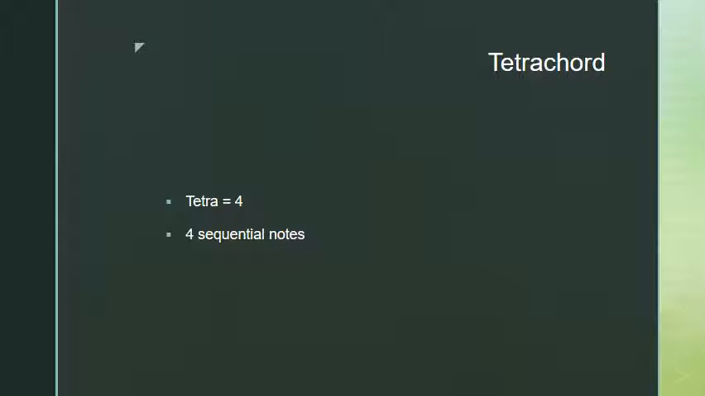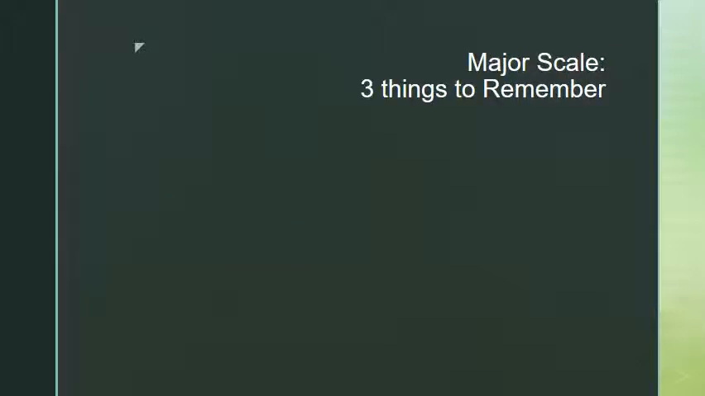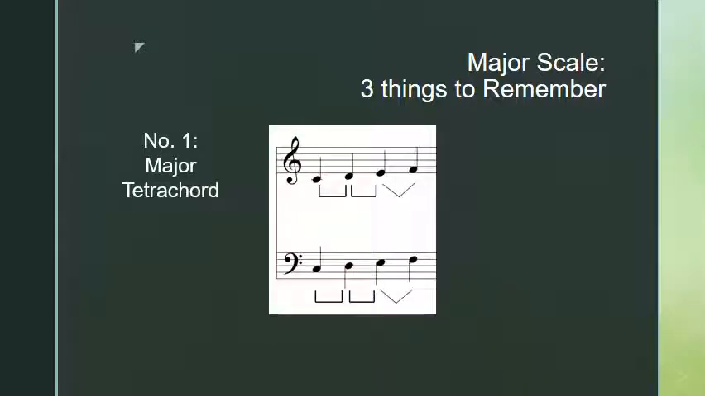To learn how we build a major scale, we first need to start with tetrachords. The Greek root for the word tetra stands for 4, and tetrachords are a series of 4 sequential notes. Different tetrachords are built using different patterns of whole and half steps. To build a major scale, there are 3 different things to remember. First, we need to start with the major tetrachord. To build this tetrachord, we start with our bottom pitch and then go up a whole step, and a half step.